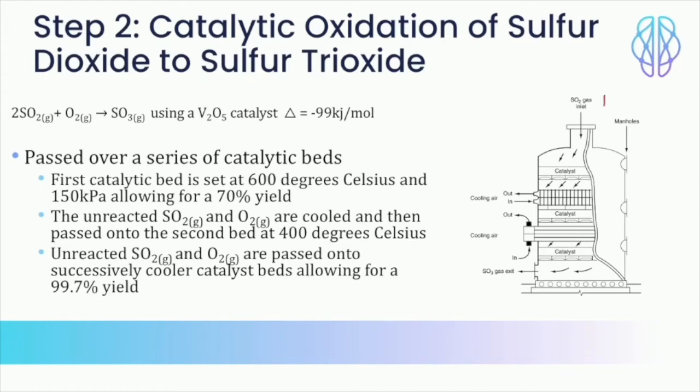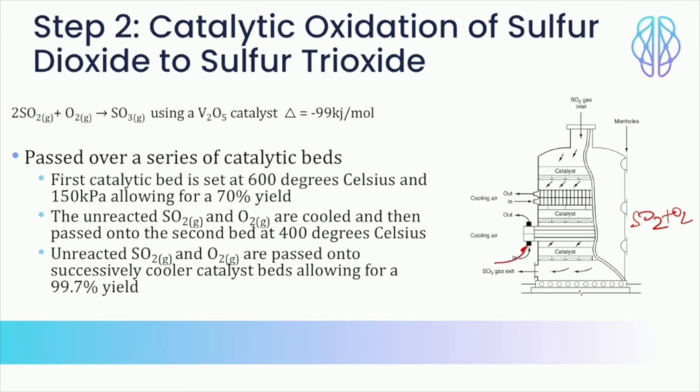So at the first bed, I have sulfur dioxide reacting with O2 to give me sulfur trioxide, right? However, we achieve a yield of 70% at this first bed, right? So 30% of the sulfur dioxide that I have is still unreacted. That sulfur dioxide will go down. And at the second bed here, it's going to react with more O2 that I'm pumping in.